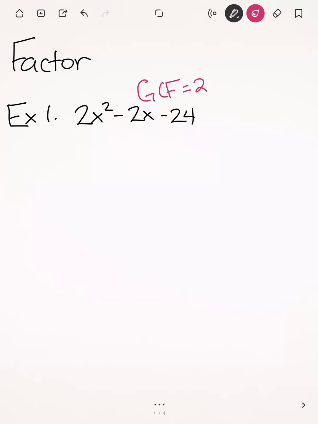So what I'm going to do is divide everything by 2 and factor out a 2. When I do that, I get 2 times, and then I write down what I have left over. 2x squared divided by 2 is just an x squared. A negative 2x divided by 2 is a negative x. And a negative 24 divided by 2 is a negative 12. So I factored out my GCF. From here, now I need to factor the trinomial that's inside the parentheses.